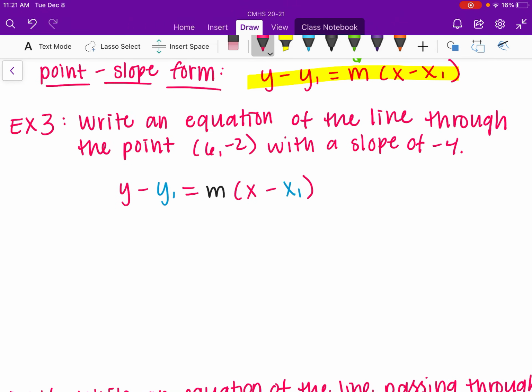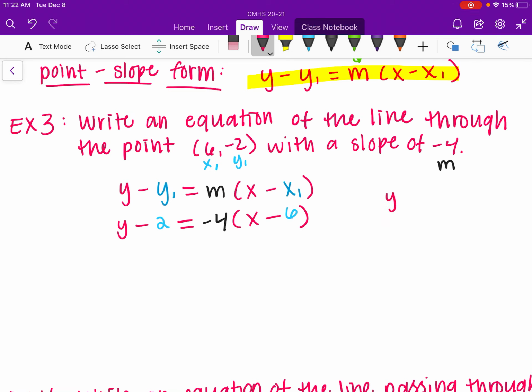So the problem says, write an equation of the line through the point (6, -2) with a slope of -4. So slope stands for m, so -4 is the m. Down here in the equation, I'm going to write -4. And the blue is the x1, y1, so we plug those in. x1 goes down here, 6, and y1 goes over here, -2. The rest you just kind of come down. So our equation now is y minus (-2) equals -4 times (x minus 6).